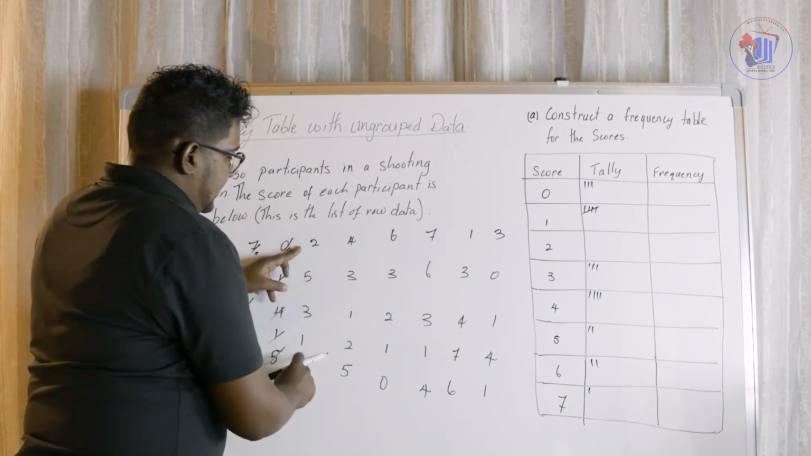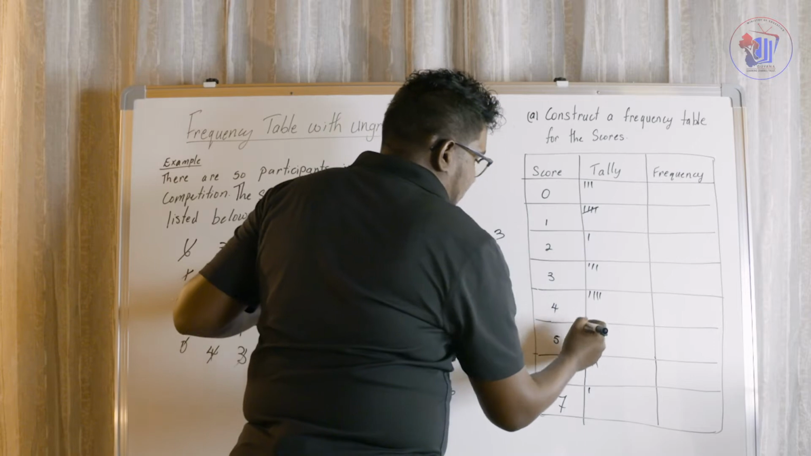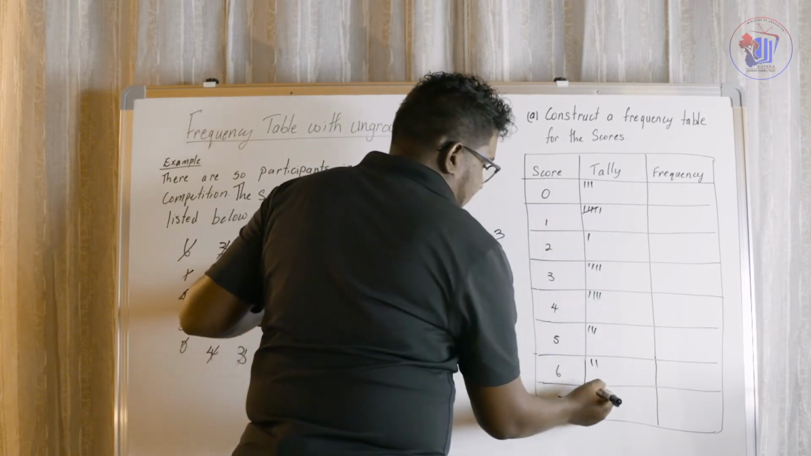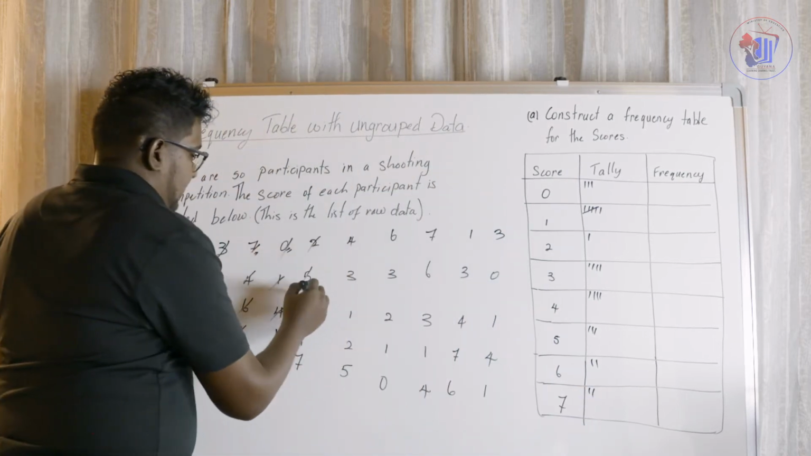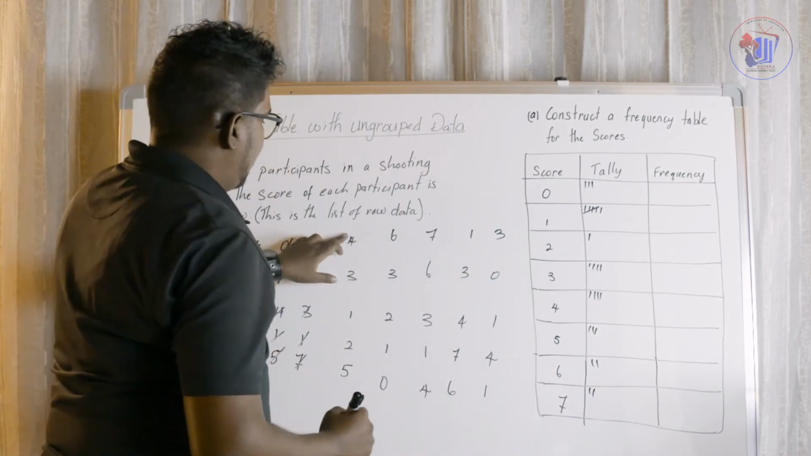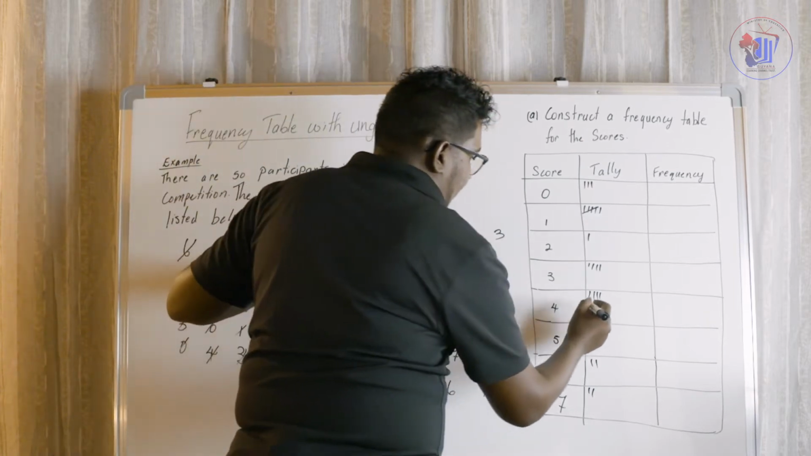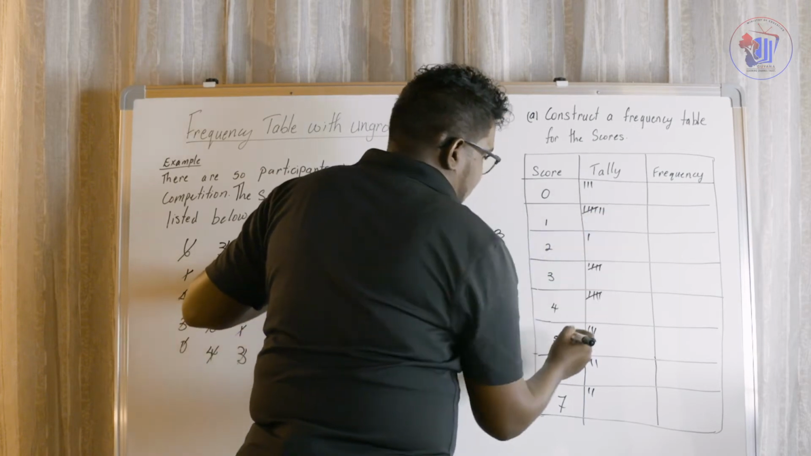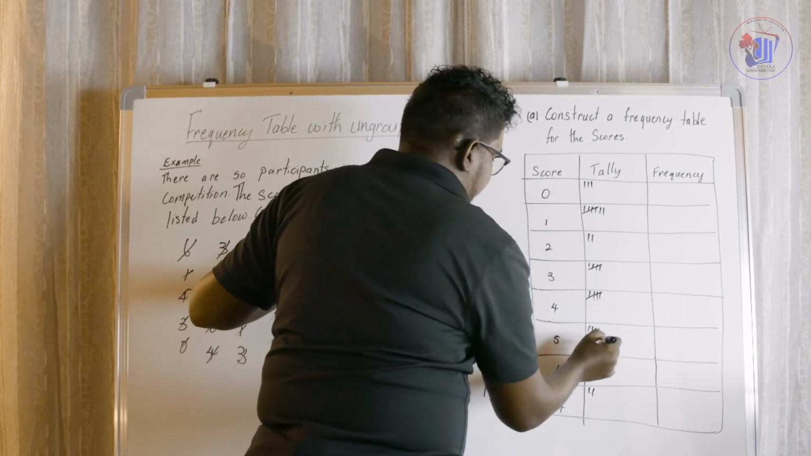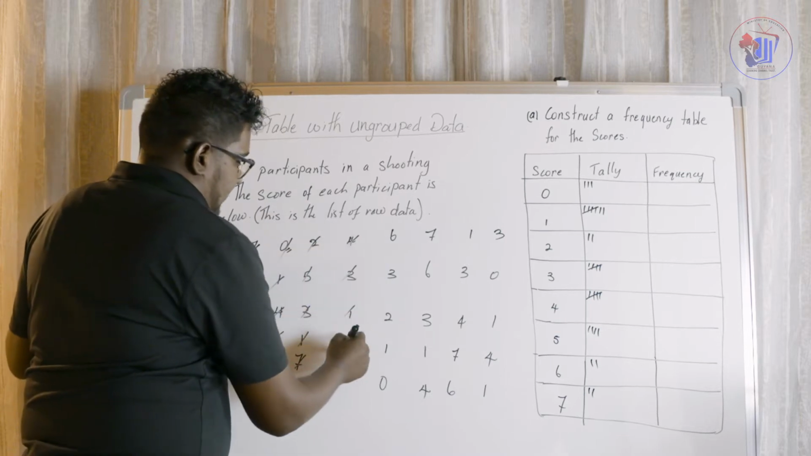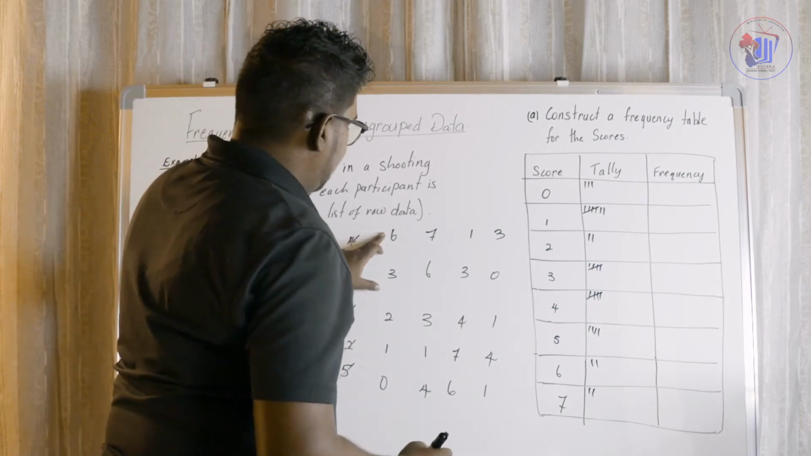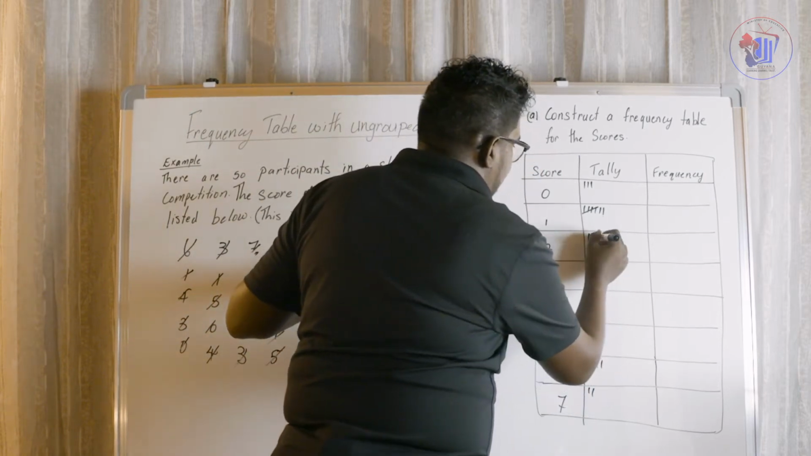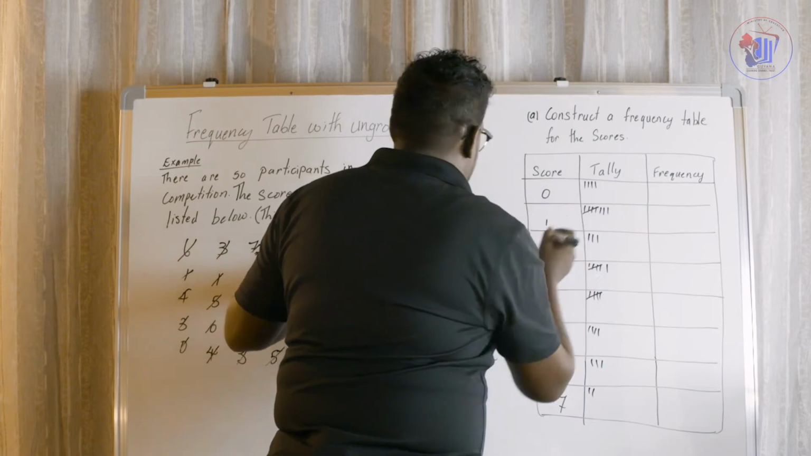2, 5, 3, 1, 7. Then 4, 3, 1, 2, 5. Cancel this out. 6, 3, 2, 1, 0.